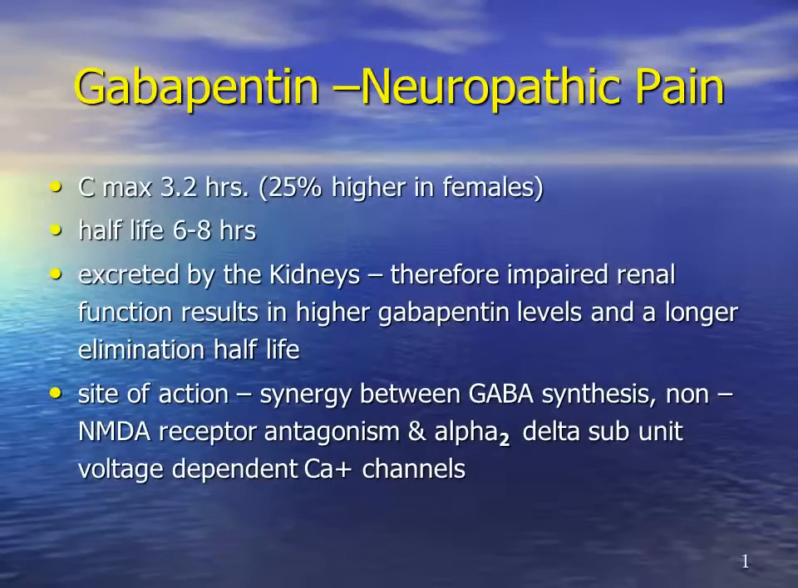So time to Cmax, so 3.2 hours, half-life 6 to 8 hours. So normally the drug's given 3 times a day. It's excreted in the kidneys, so once again, renal function is important to know. The site of action is really this alpha 2 subunit, so it affects calcium channels. And I mean, that's how a number of the older anticonvulsants work as calcium channel blockers.